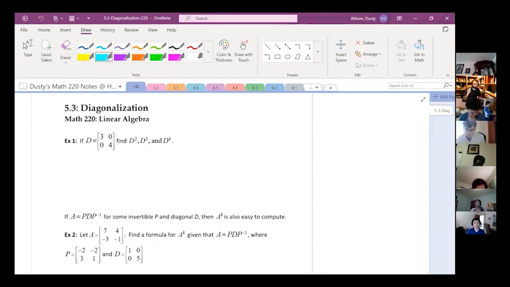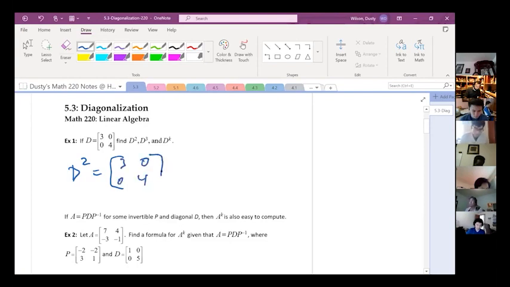I'm excited that I now understand it well enough that I can tell you why this stuff actually matters. So let's start with a super simple example. Suppose we have the D given above and I want to find D squared. So D squared would be [3, 0; 0, 4] times [3, 0; 0, 4].